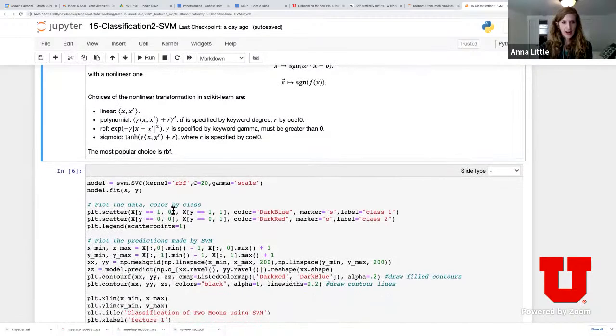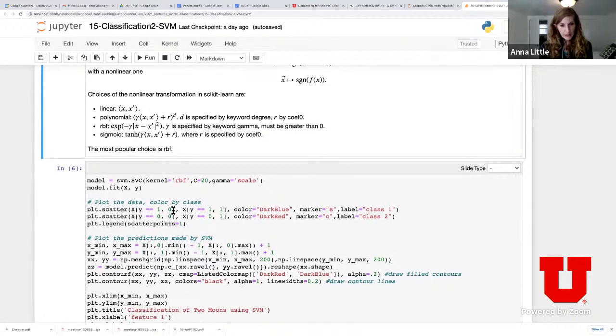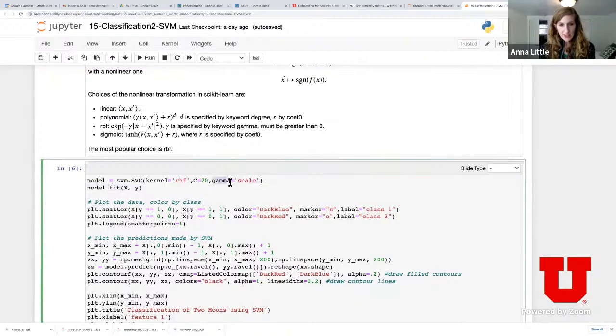So let's try it on the same data set, just switching from a linear kernel to an RBF kernel. Once again, we'll call svm.SVC with an RBF kernel and a C of 20. And here you can specify the gamma, which is this parameter right here. I think scale is the default, so if you don't say anything, it'll use scale. What that basically does is set the parameter according to a heuristic that depends on the number of features, the dimension of the data, and also the variance of the data.